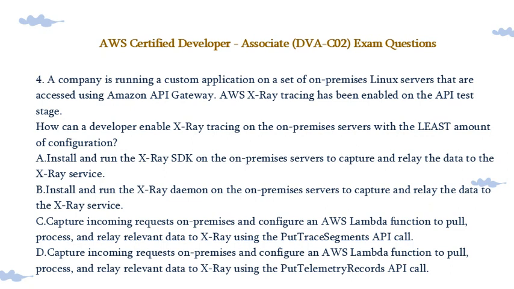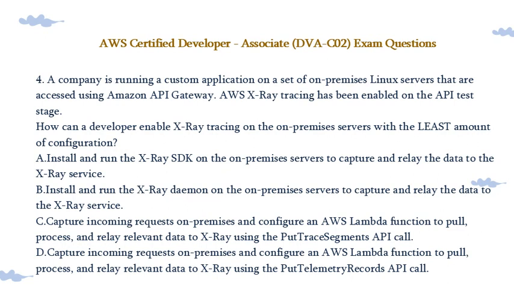4. A company is running a custom application on a set of on-premises Linux servers that are accessed using Amazon API Gateway. AWS X-Ray tracing has been enabled on the API test stage. How can a developer enable X-Ray tracing on the on-premises servers with the least amount of configuration?